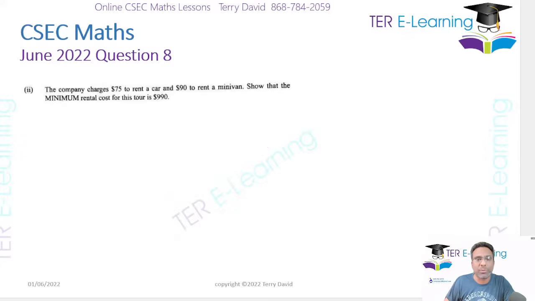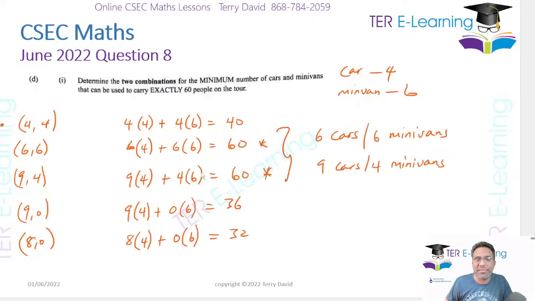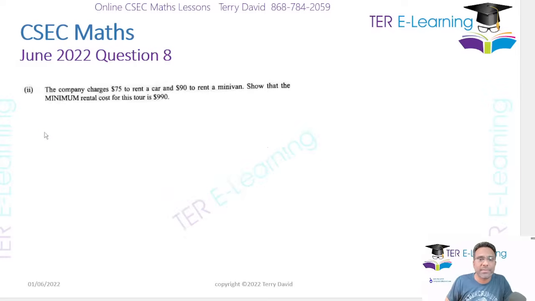Right, so that's part one. The next one here, the company charges $75 to rent a car and $90 to rent a minivan. Show that the minimum rental cost for this tour is going to be $990. So remember, we have the two combinations: 6 cars, 6 minivans. So that's 6x and 6y, 6 minivan. And the other combination is 9 cars, 4 minivans.